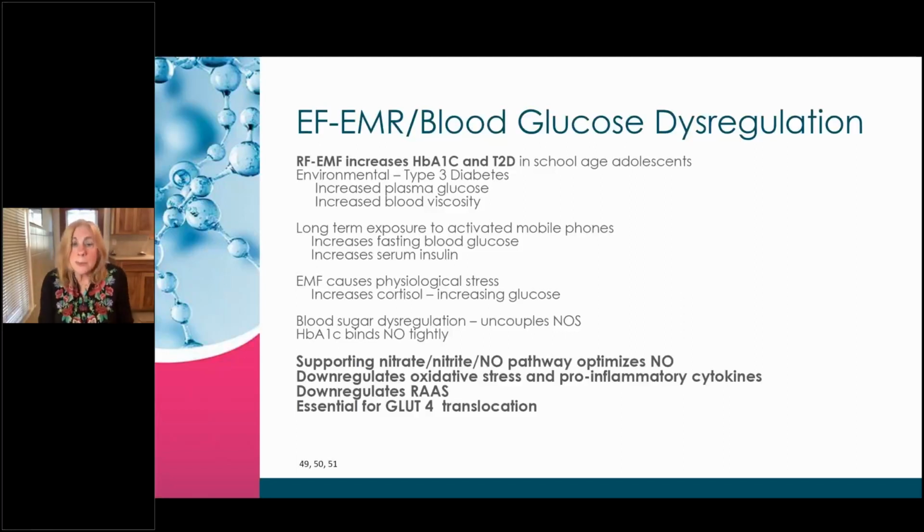So long-term exposure to cell phones increases the fasting blood glucose, increases serum insulin. An EMF causes that physiological stress, which increases cortisol, increasing glucose. Blood sugar dysregulation uncouples NOS. So supporting that nitrate to nitrite to nitric oxide pathway, optimized nitric oxide, down-regulates oxidative stress and pro-inflammatory cytokines, down-regulates the RAS cycle, and it's essential for GLUT4 translocation.